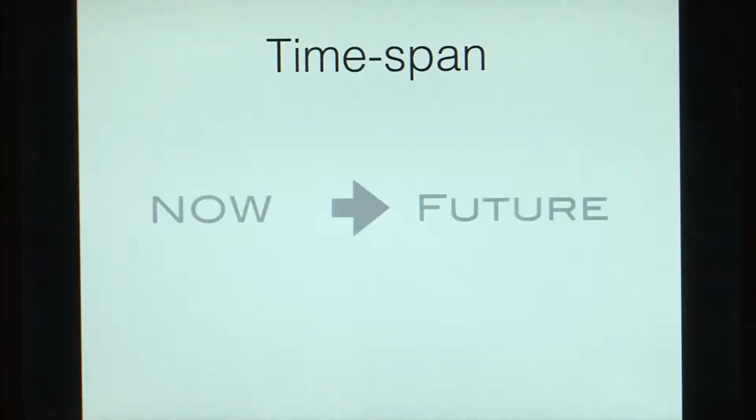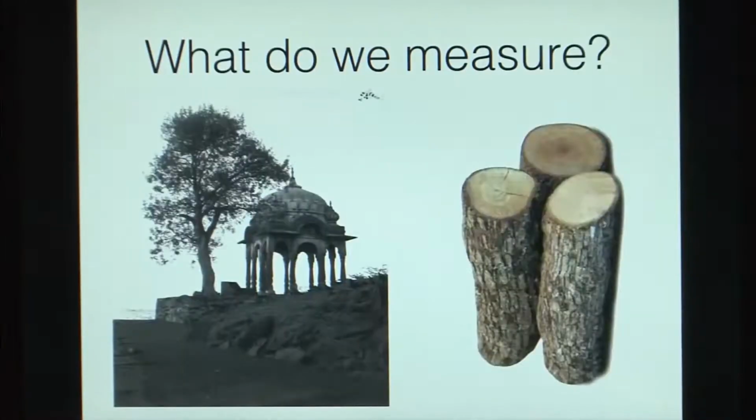The time span is now as well as future. So, you can take measurements now and you can use them to predict the future. That is the utility of forest biometry. Now, what do we measure in the case of forest biometry? We measure a number of things that we have already seen.